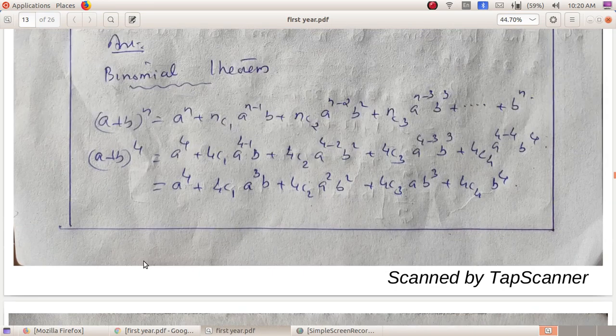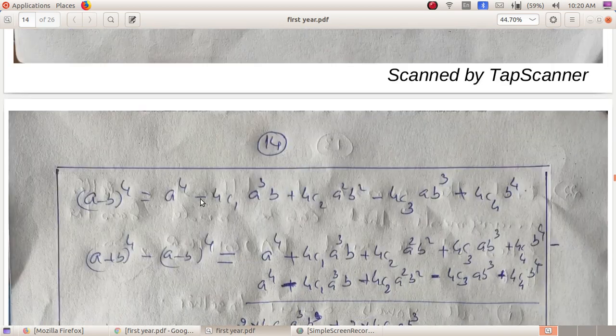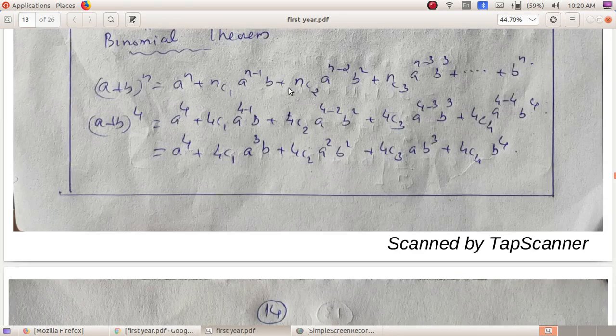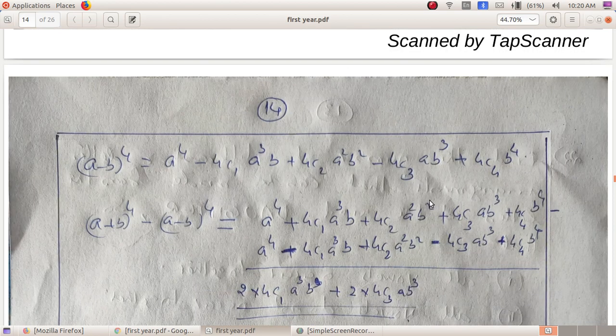Similarly, (a minus b) whole raised to 4. (a minus b) whole raised to 4 means you take the symbols alternately negative and positive. So you convert this as negative, positive, negative, positive and so on. Then by the question, (a plus b) whole raised to 4 minus (a minus b) whole raised to 4, so you take negative minus. 4C4 b raised to 4 minus 4C4 b raised to 4, so the answer is 0. That is cancelled.